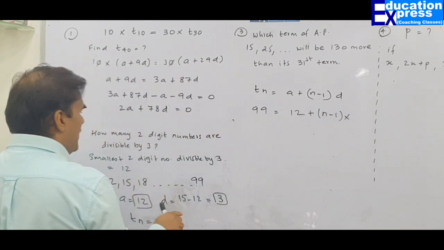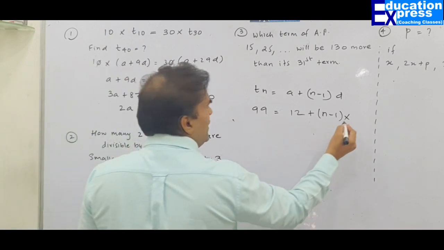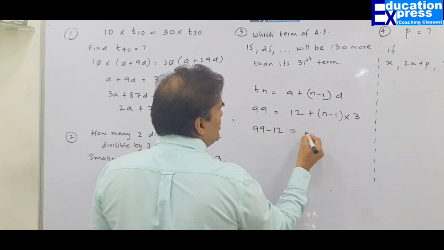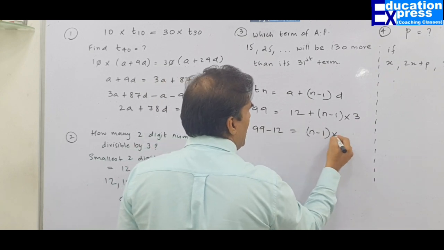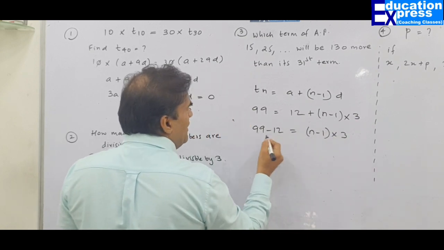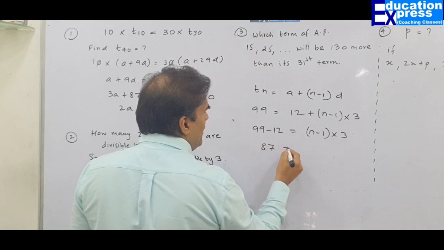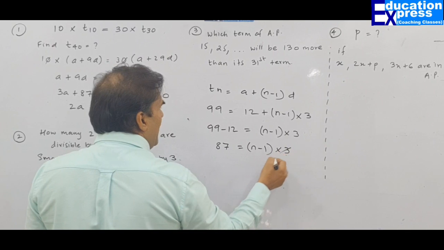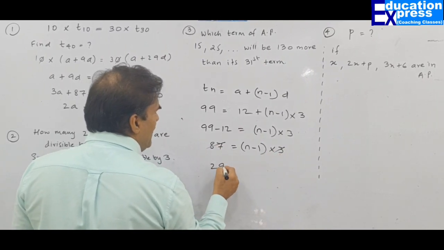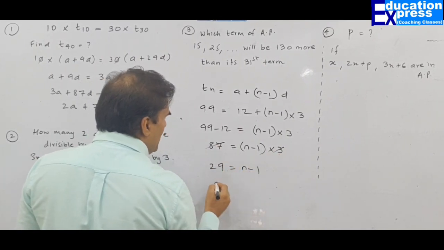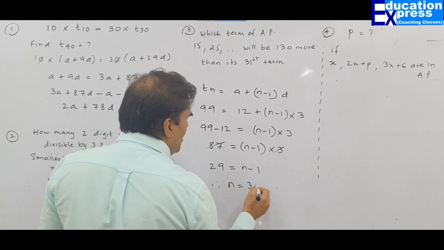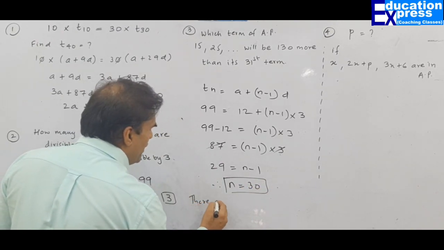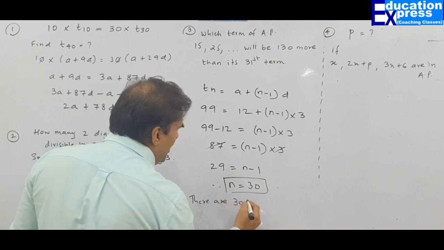What is the value of D? So D is 3. 99 minus 12 equals (n minus 1) multiplied by 3. 99 minus 12 is 87, equals (n minus 1) multiplied by 3. You can divide, 3 ones are 3, 3 twos are 6, 3 nines are 27, so n minus 1 is 29. So n equals 30. So there are 30 terms.